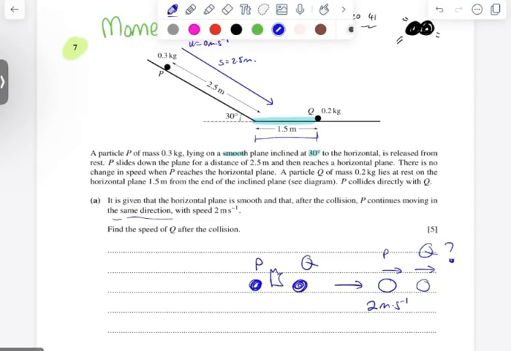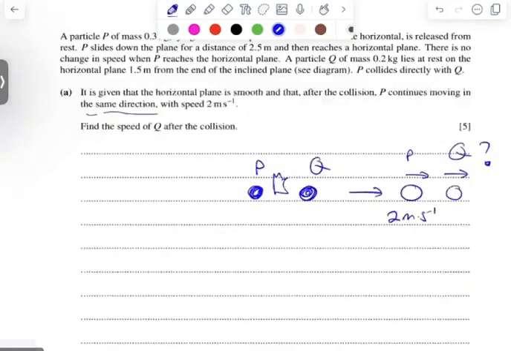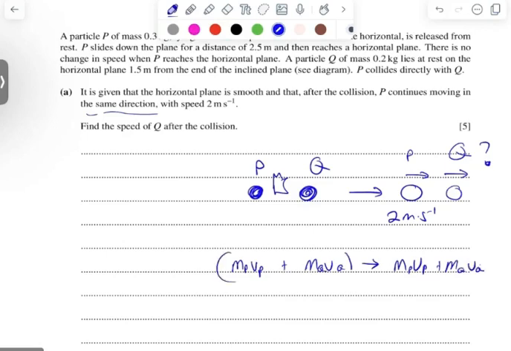If we're looking at our momentum, we've got the mass of P times velocity of P plus the mass of Q times velocity of Q, and that needs to be equal to the mass of P times its velocity plus the mass of Q times its velocity after. This is all before the collision, and then this is after. This is the conservation of momentum. When these things collide, the momentum needs to be conserved.